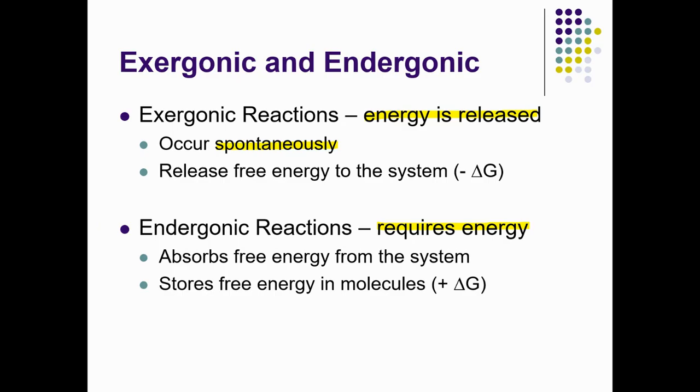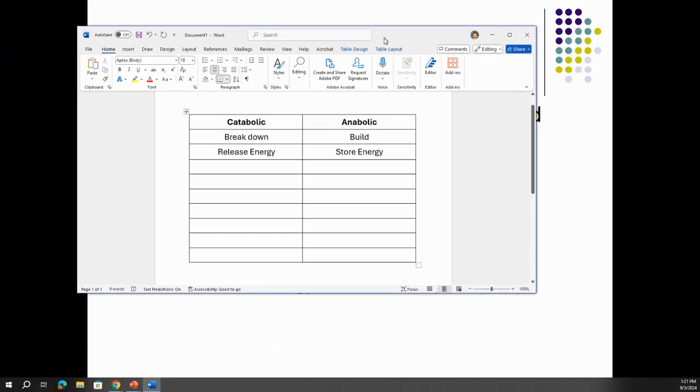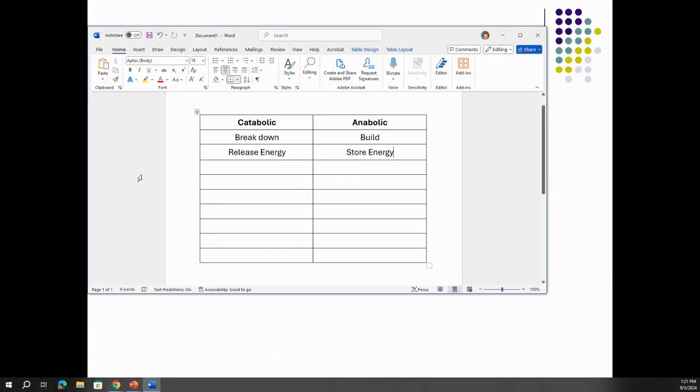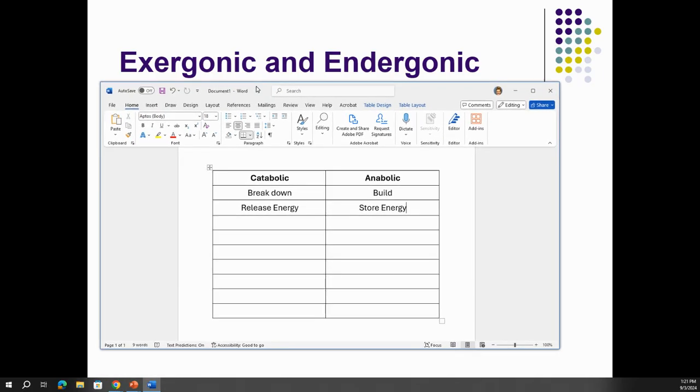So I want to go back to our chart here, and we now have two reactions: endergonic and exergonic. If catabolic pathways break down and release energy, then exergonic reactions would go here, because exergonic reactions release energy. And if anabolic reactions build and store energy, endergonic reactions would go here, because they are going to store energy.